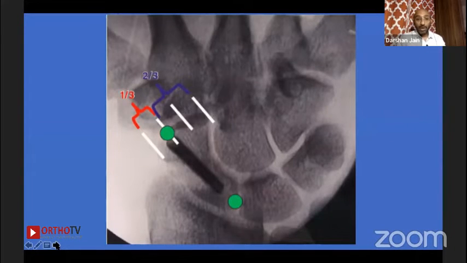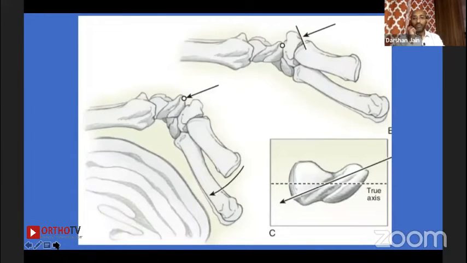So what is the starting point? When we are seeing on a C-arm, the junction of the lateral one-third and the middle one-third is the usual ideal starting point for the scaphoid guide wire. So what is the position we use? We always try to use a block like this or folded sheets and extend the wrist from the volar side. That opens up the scaphoid tuberosity a little bit.